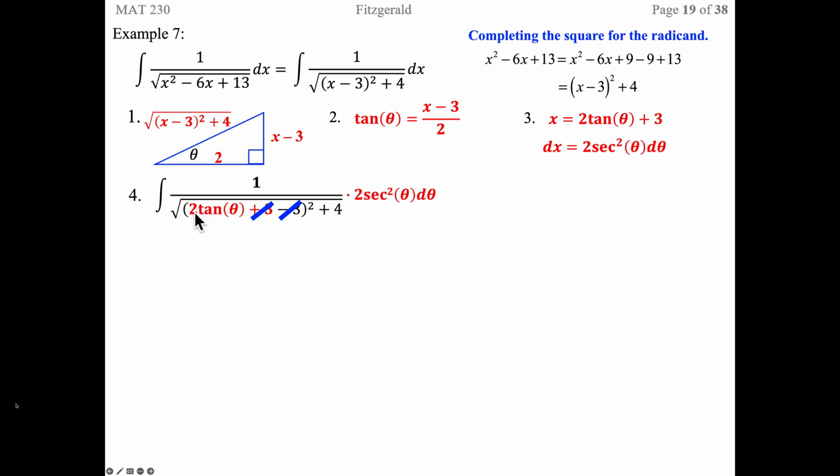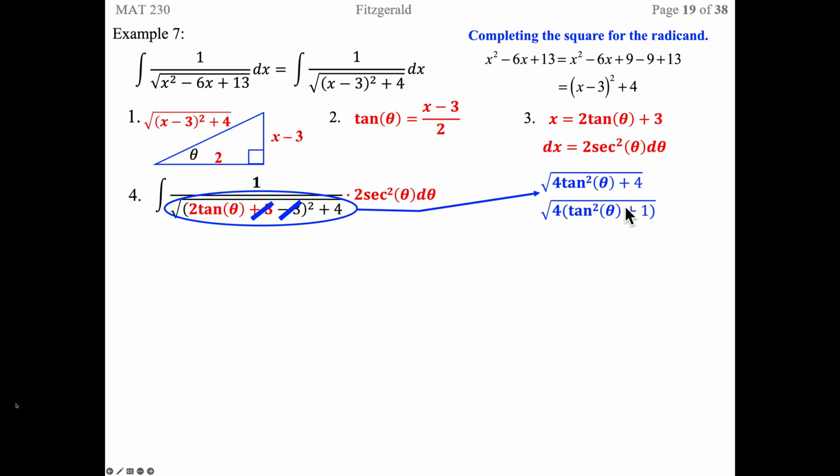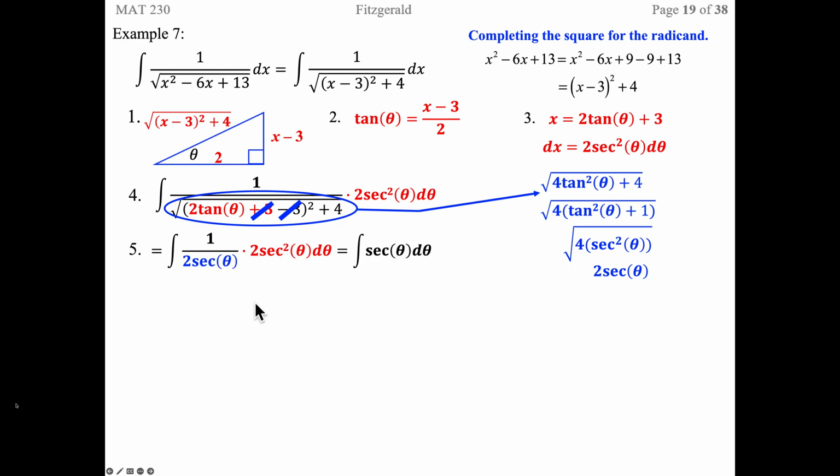Let's square the 2 and make it a 4 tangent squared theta plus the 4. Factor out the 4. We get the binomial tangent squared theta plus 1, which is a Pythagorean identity for secant squared theta. We can take the square root of that, and now we get 2 secant theta in our denominator. Well, the 2 cancels, the secant theta cancels with one of these, so it simplifies our integral down to secant theta d theta.